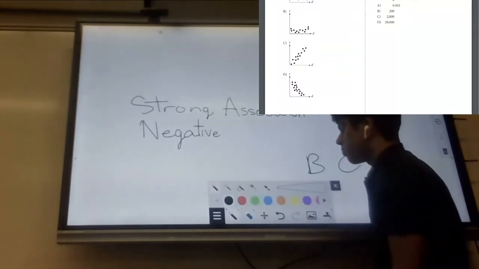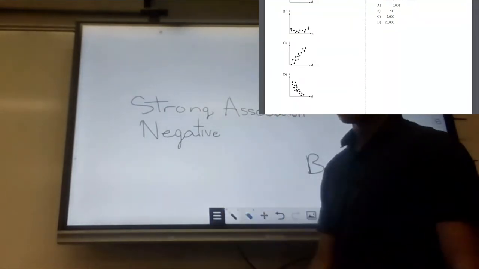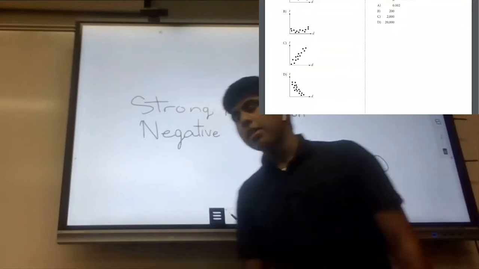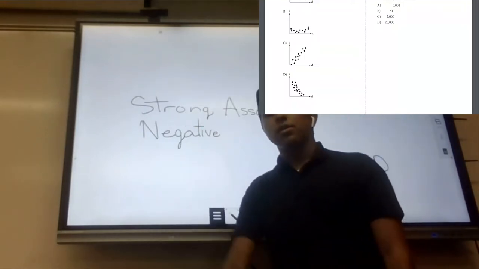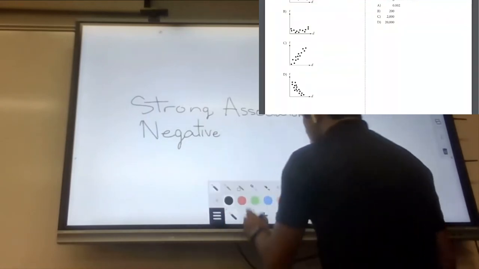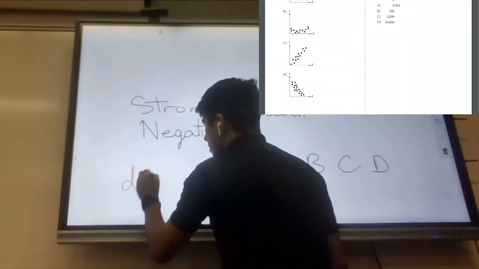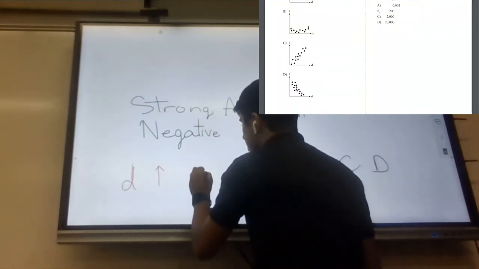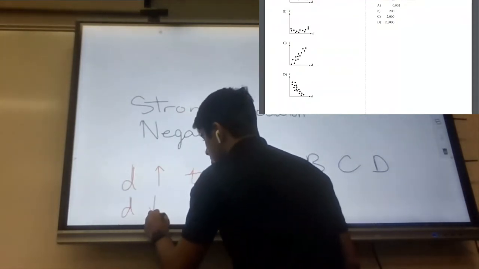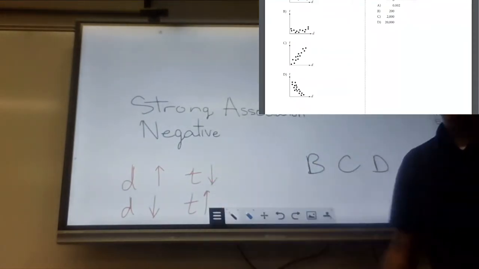Now what else can we get from this question? So we're asked about the negative part. What does negative mean? Just from the word itself, if one thing goes up, the other thing goes down. So if D goes up, then T goes down. If D goes down, then T goes up. That is what this means in essence.